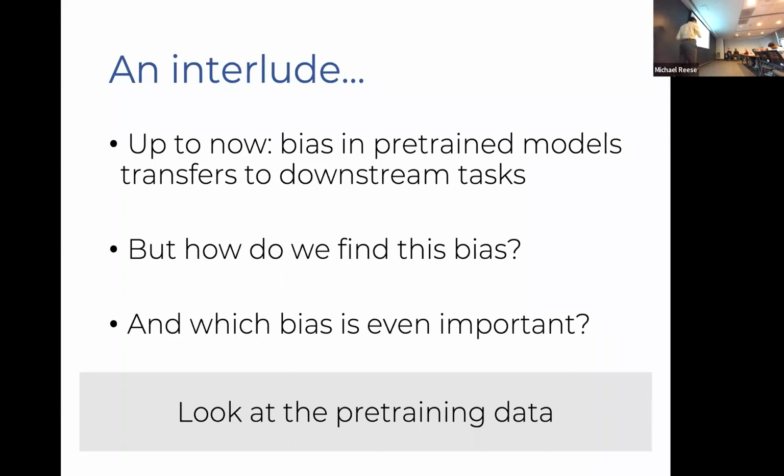Now, we can't really do this for OpenAI and Google because they didn't release any of their data, so it's a little harder for us. But if you do have access to the data, one way to understand the bias of transfer learning is to look at your pre-training data.